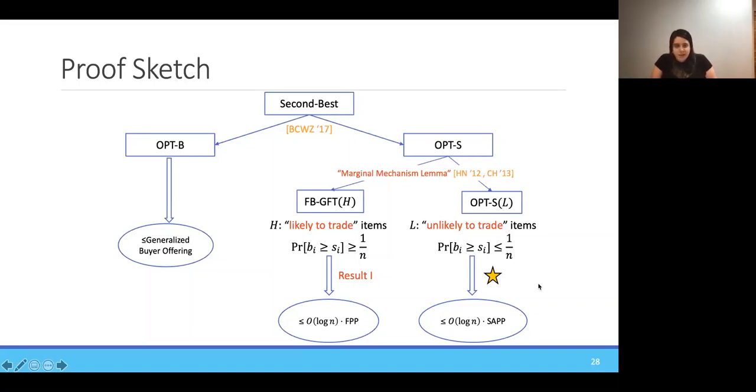I do want to comment that the seller adjusted posted pricing is necessary. We have some examples in the paper that basically say that without the seller adjusted posted pricing, you can get an unbounded approximation just using fixed posted pricing and generalized buyer offering mechanism. So this sort of crazy mechanism is necessary. I think it's a really interesting mechanism, and I think the fact that it was really hard to analyze makes it even more interesting because I think there's got to be an easier way somewhere.